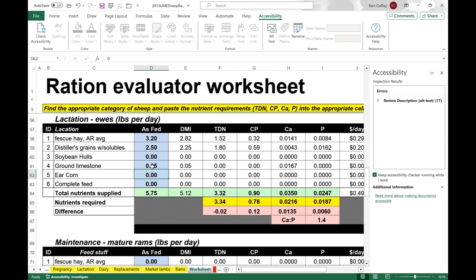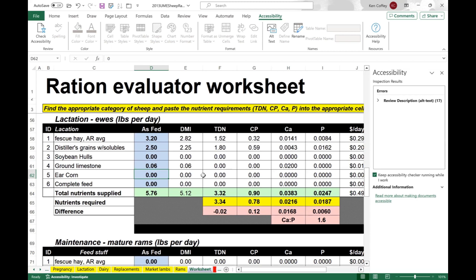All right, so 0.05 pounds per head gets our calcium above the requirement. And more importantly, it gets our calcium phosphorus ratio close to that target of 1.5. So we're close with that. Let's just go 0.06 just for the fun of it and see. And that puts us up to a 1.6. So somewhere 0.05 to 0.06 pounds per sheep per day makes up that excess phosphorus we're getting from the distiller's grains.